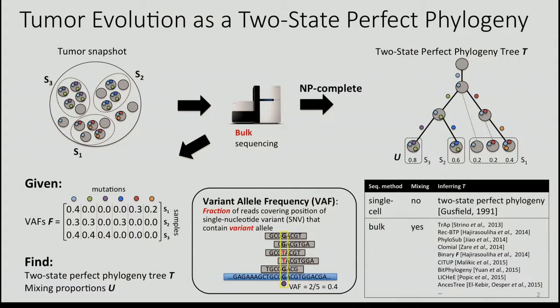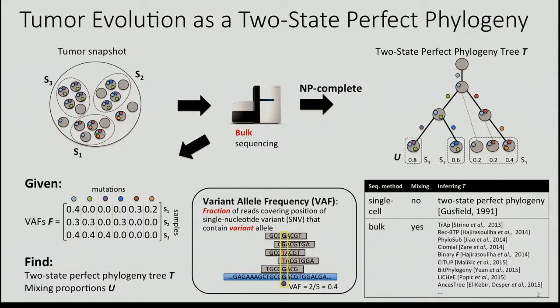The rows correspond to samples, so we have three samples here. And the columns correspond to SNVs, and each entry is the variant allele frequency of that SNV in a specific sample. Now, given these variant allele frequencies, we still want to find a tree. But at the same time, we also want to find out the composition of every sample. So more precisely, we want to know the proportion of the clones that occur in a sample. And this is basically a two-state perfect phylogeny mixture deconvolution problem.